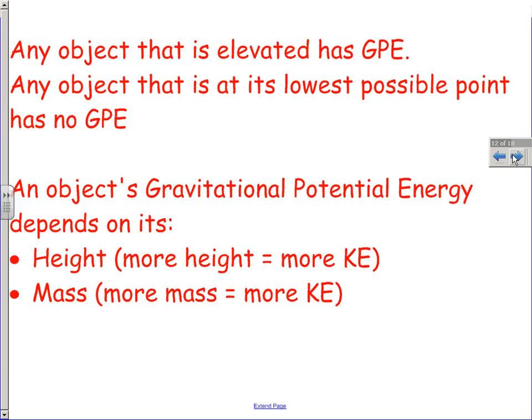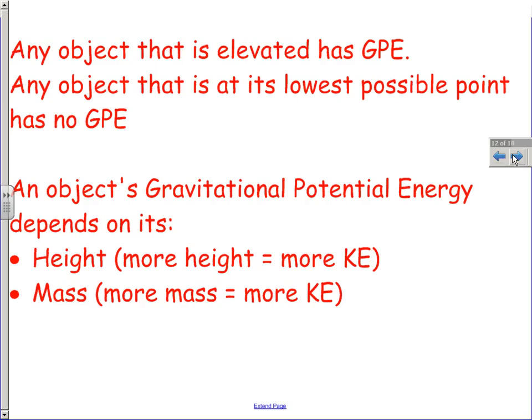Any object that's elevated automatically has gravitational potential energy. If it's at its lowest possible point, it has no gravitational potential energy. This is sort of a weird thing about gravitational potential energy, that it depends on height, and how you measure the height sort of depends. So what we're going to do in this class is always identify the lowest possible point in the problem and call that a height of 0, and then measure up from there. That way we never have a negative height. Okay?